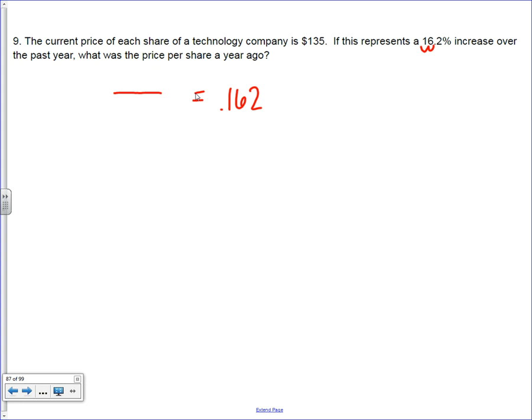So I'm going to take my 135 and I'm going to subtract my x because I don't know how much it went up by. Notice I put the 135 first because I know 135 is going to be the bigger number because it went up. Then I have to divide by the original. Well, I don't know what the original price was a year ago. That's what I used x for. Okay, so x is the price a year ago.